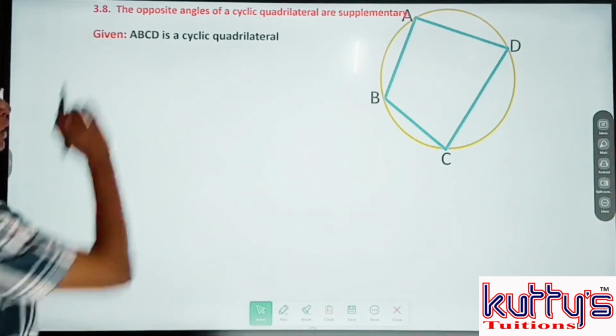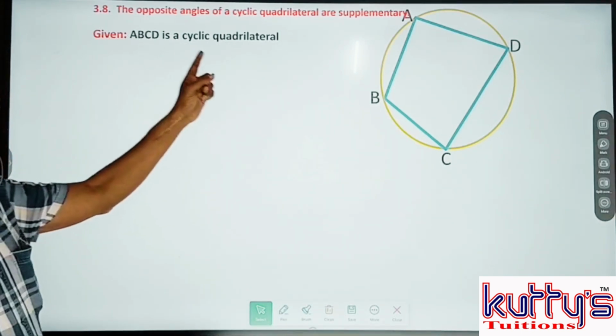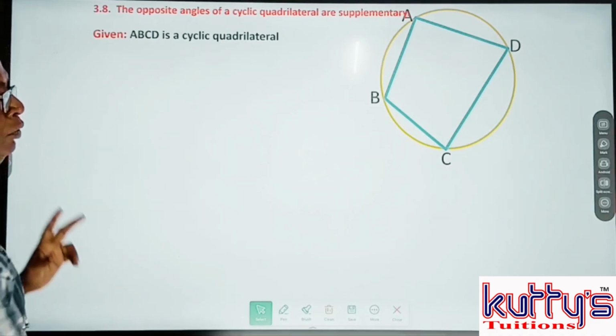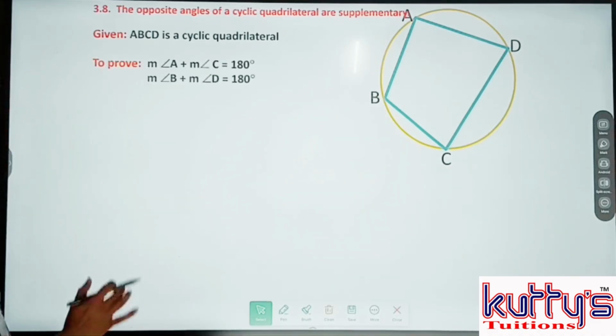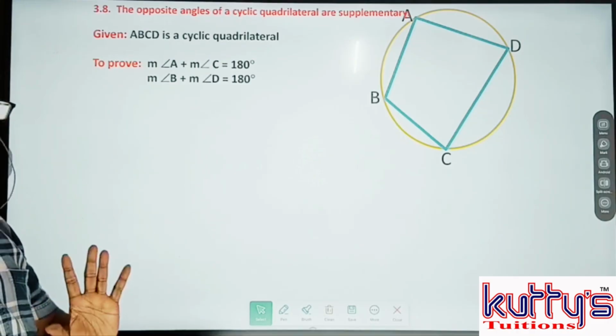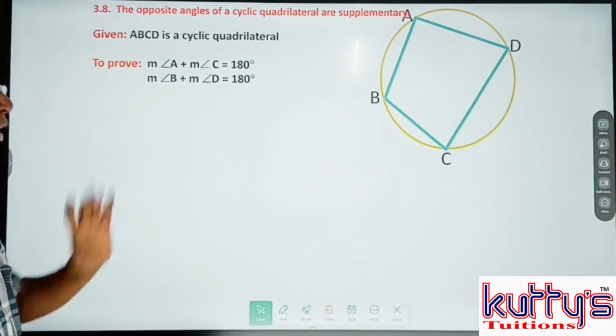So first here, given. What is given here? Quadrilateral ABCD is a cyclic quadrilateral. And what you have to prove? A plus C is equal to 180 and B plus D is equal to 180. That's clear? There is no construction in this. Directly we can do the theorem.